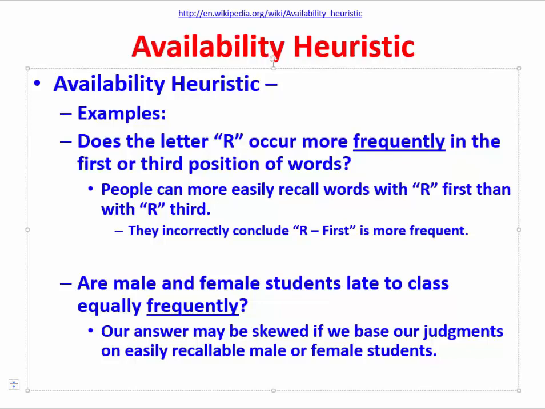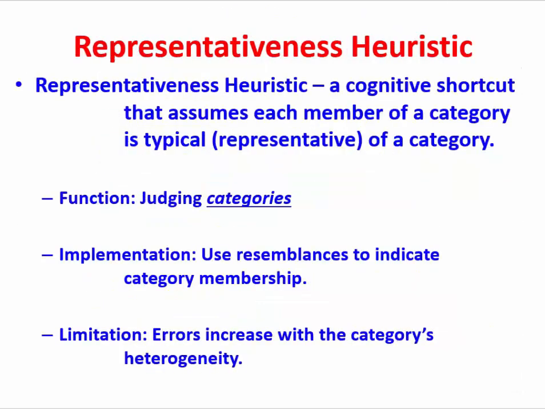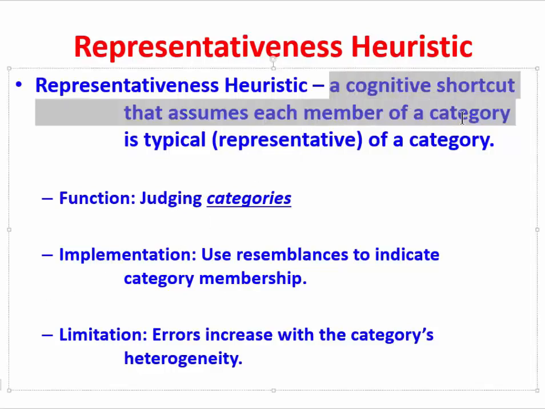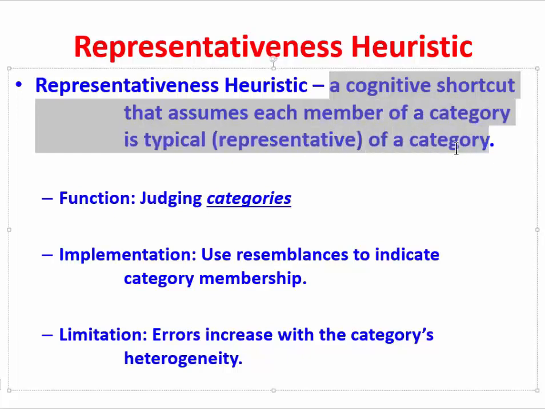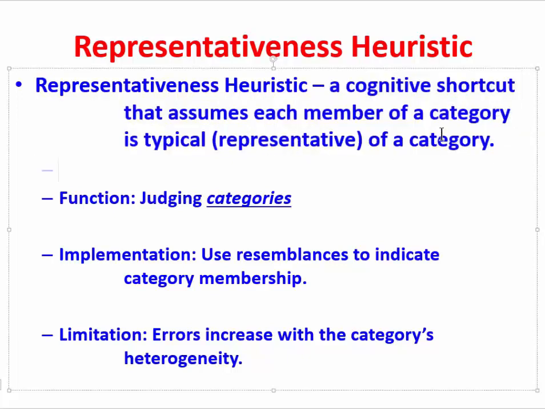Let's now contrast that with a similar yet relevantly different kind of heuristic, and this is called the representativeness heuristic. We can define this as a cognitive shortcut that assumes each member of a category is typical of a category. That is to say that it's representative of a category. So here we're judging categories. By contrast, back in the availability heuristic, our function was judging frequency. Here we're judging categories.